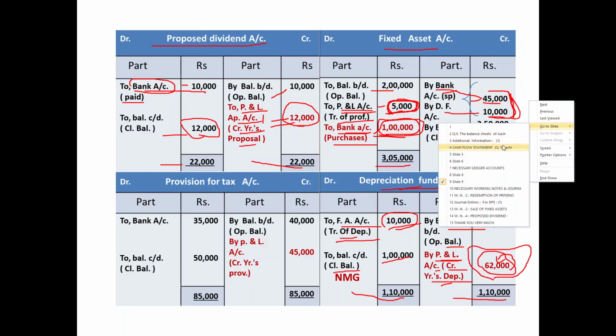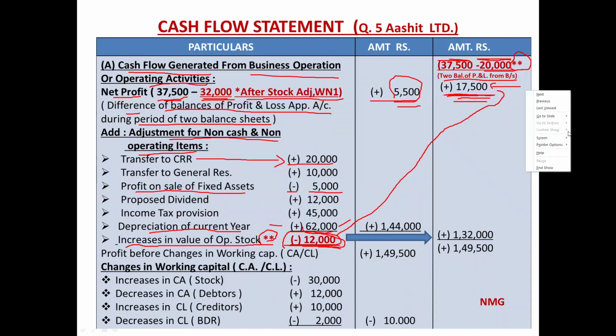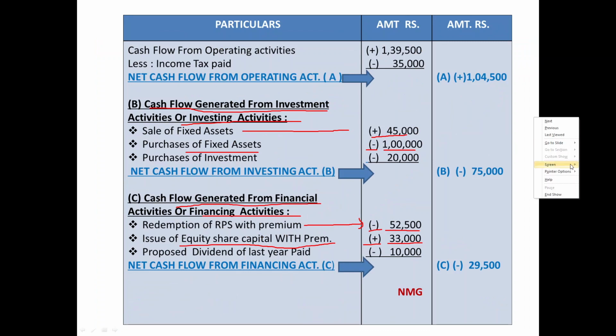Let us report it. Under the first title, proposed dividend of the current year as a non-cash item, add back 12,000. While payment of rupees 10,000. Last year's proposed dividend has been paid. So under title C, proposed dividend of last year paid minus 10,000.